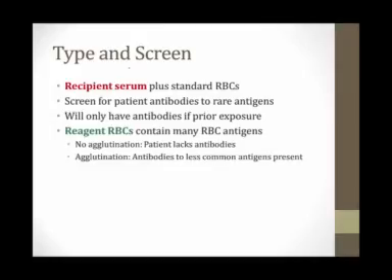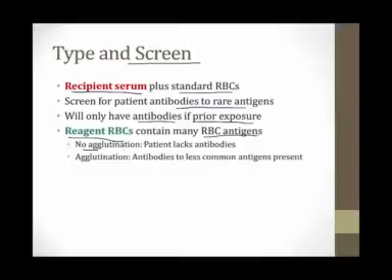Once you know the patient's blood type, you can do a screen for other antibodies to more rare red blood cell antigens. This involves taking the recipient's serum and adding it to standard red blood cells that contain many different red blood cell antigens. This will screen for any antibodies to those rare red blood cell antigens. Patients will only have antibodies to these antigens if they've had a prior exposure, for example, from previous transfusions or a pregnancy. There are special red blood cells called reagent red blood cells used for this test. They contain many red blood cell antigens. If there is no agglutination, it means the patient lacks any significant antibodies. If there is agglutination, it means the patient has some antibodies to less common antigens present, and you do further testing to figure out exactly which antibodies are in the serum.